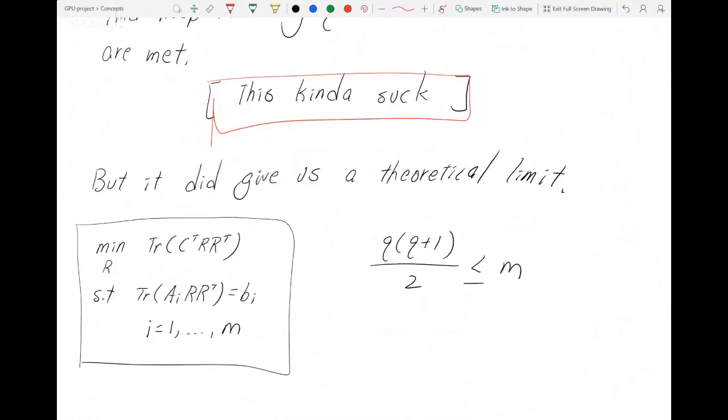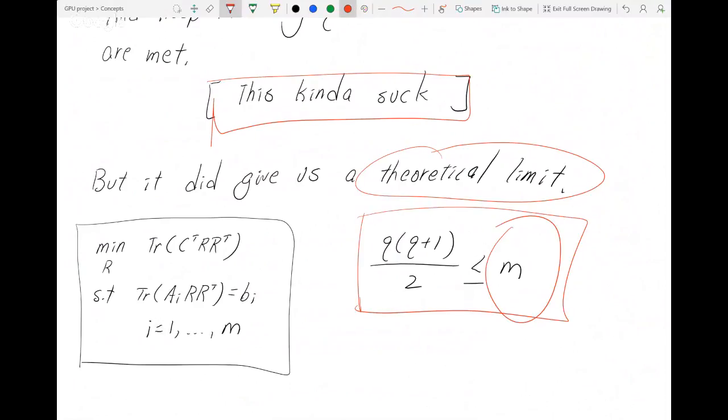And they did give us a theoretical limit that q times q plus 1 divided by 2 is bounded. It's actually bounded by the n value. So if there are not a lot of conditions m, right? They're m of these, then we basically have the situation under control.